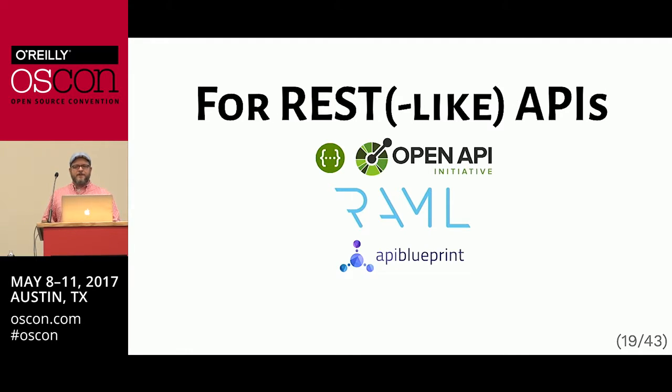Luckily, in recent years, a new breed of specifications has come on the scene. So we're going to go a little bit over the most popular ones. That's Swagger, which is being renamed the OpenAPI specification, RAML, and API Blueprint. So we're going to take a quick look at all of these.